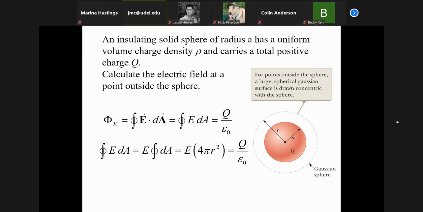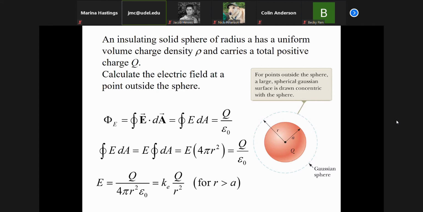And now we can solve for the electric field. We get this relationship. Again, this field is identical to that of a point charge. But that only works if the charge is uniformly distributed within the volume.